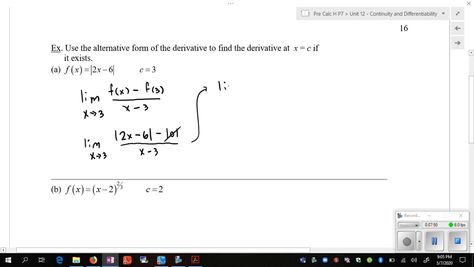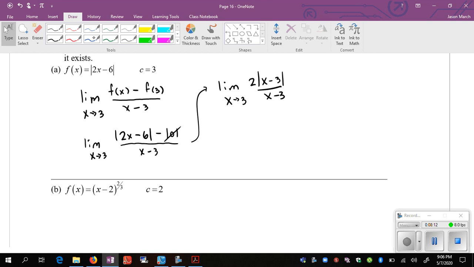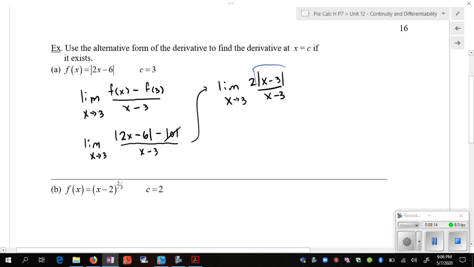Okay, so I'm going to slide up here. So we get the limit as x goes to 3 of, well, this is a GCF of 2, right? So I can pull the 2 out because it's a positive number. I can pull it outside of the absolute value. So I get 2 times the absolute value of x minus 3 over x minus 3. Now, this one is just kind of analytical based on what we have memorized about this graph. Piecewise, we're going to end up with positive 1.